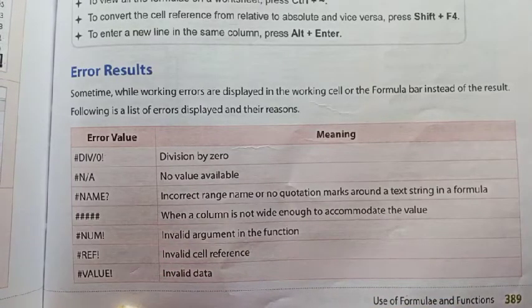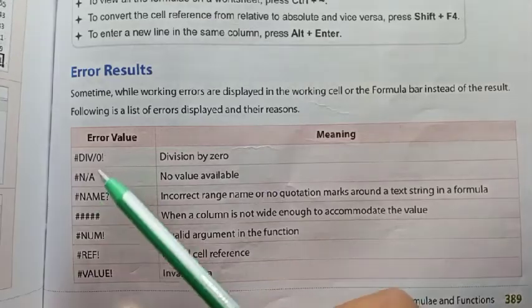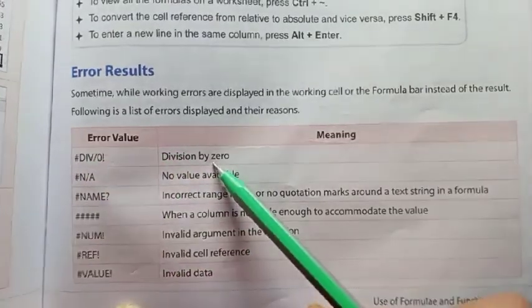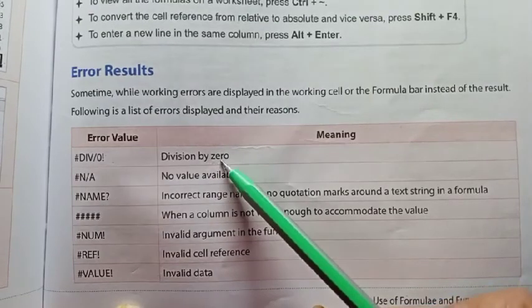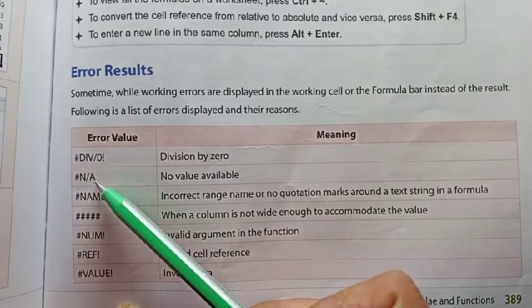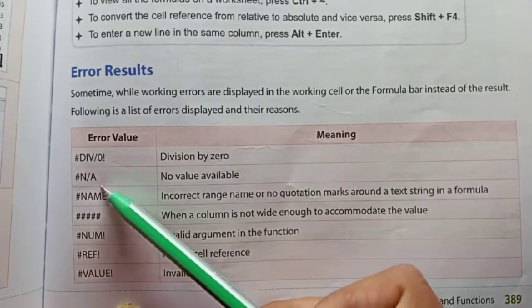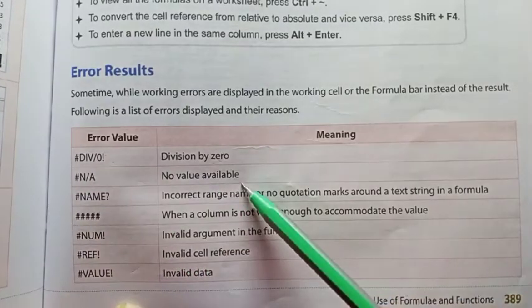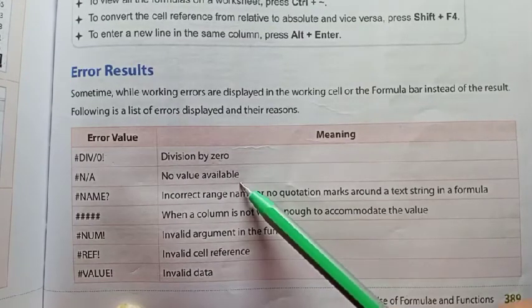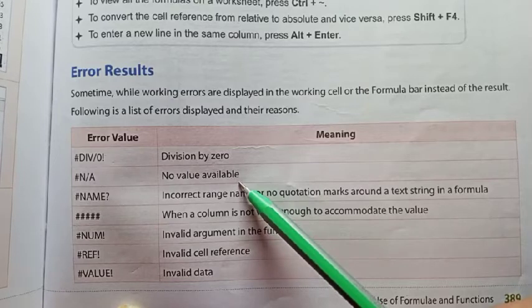So what does each message indicate? If you get this message, #DIV/0!, this means that you are trying to divide a number by 0, so you won't be getting any answer. If this message #N/A is shown, that means the cell that you are using for calculation does not contain any value. That is a blank cell. That's why you are not getting the answer.